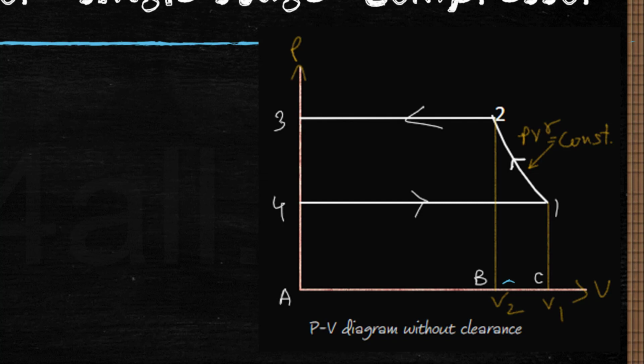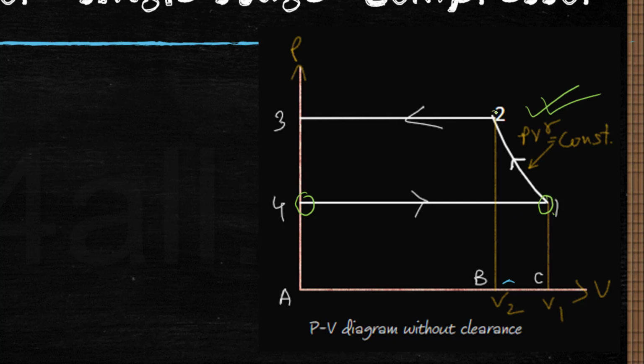Isentropic. So let's consider a single stage compressor with isentropic compression. From the PV diagram you can see 1, 2 is PV to the power gamma equal to constant. That means this is compression, and this compression is isentropic or adiabatic compression. Now 4, 1 is suction. The air is taken inside the cylinder.